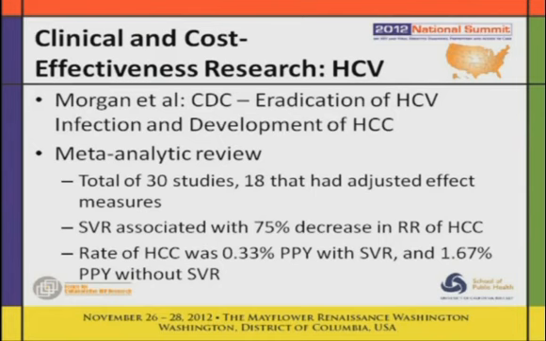Data from the CDC, from Morgan et al., was a meta-analytic review that looked initially at 30 studies, down to 18 studies that had adjusted for effect measures. In that review, they showed that SVR was associated with a 75% decrease in the relative risk of hepatocellular carcinoma, so that was quite potent, and that the rate of HCC was 0.3% per person year with SVR, and that was considerably higher, 1.6% per person year without SVR.